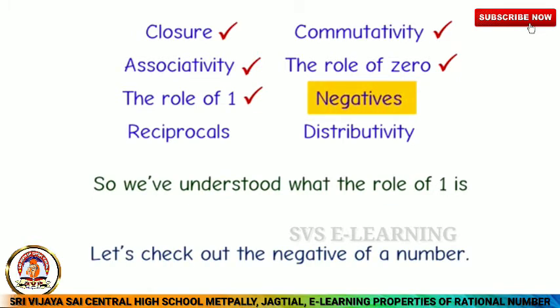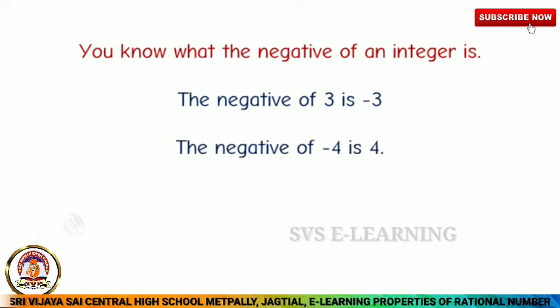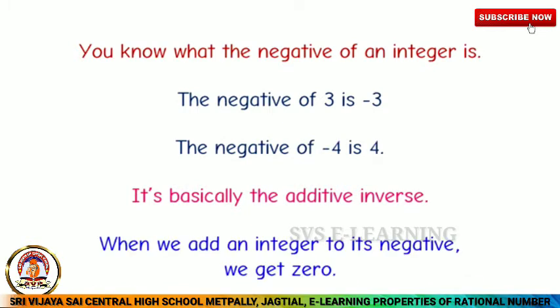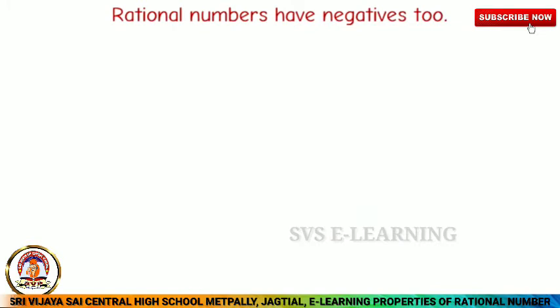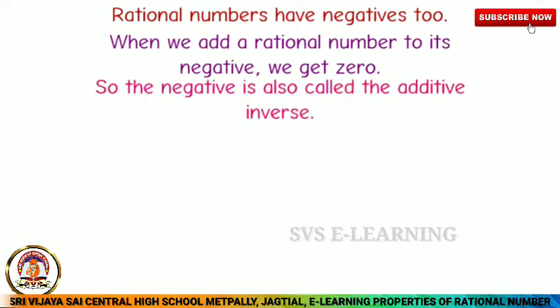Let's check out the negative of a number. You know what the negative of an integer is. The negative of 3 is minus 3. The negative of minus 4 is 4. It's basically the additive inverse. When we add an integer to its negative, we get 0. Rational numbers have negatives too. When we add a rational number to its negative, we get 0. So, the negative is also called the additive inverse.